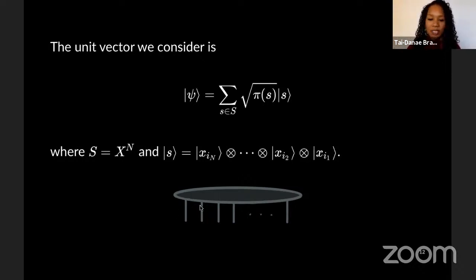So at the bottom of the screen, I have what I like to visualize. I like to think of psi as a tensor network diagram or a string diagram. So it's just a node with n edges coming out, since it lies in an n-fold tensor product.